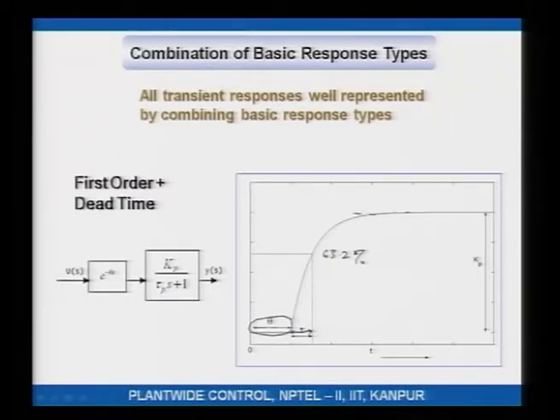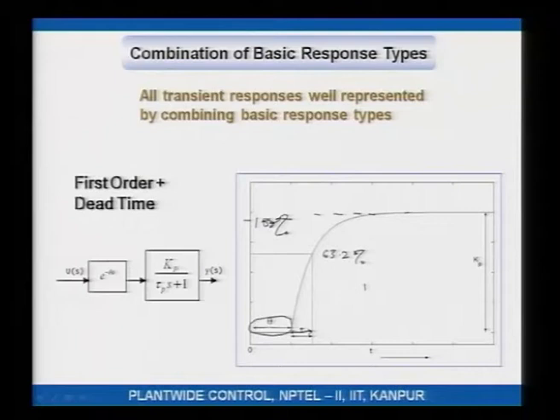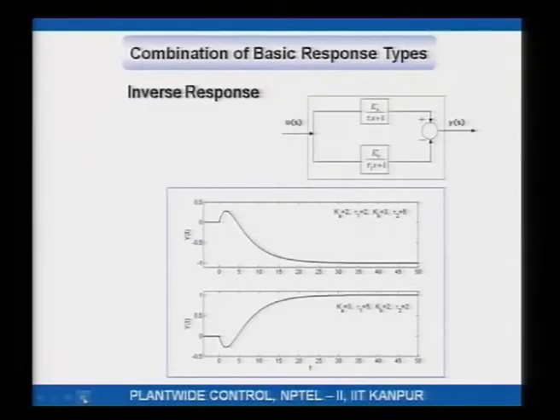If this is 100%, the response rises to 63.2% in one time constant. So, overall the response takes theta plus tau time units to complete about 2/3 of the whole way, right. So, this is very commonly, routinely employed in chemical process modeling. Inverse response, how could you represent an inverse response that we talked about?